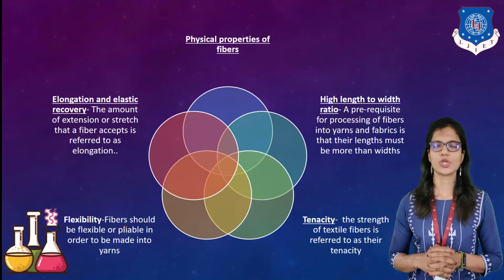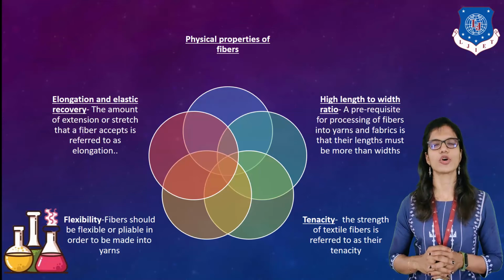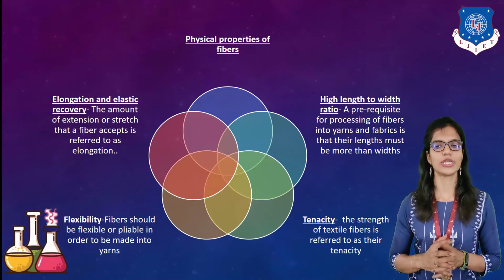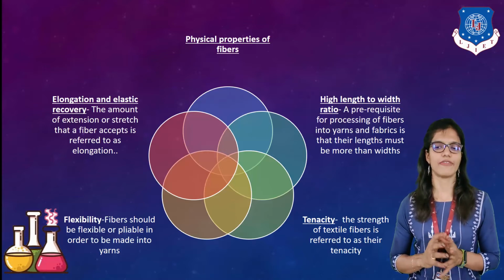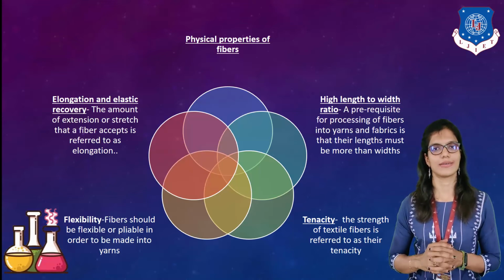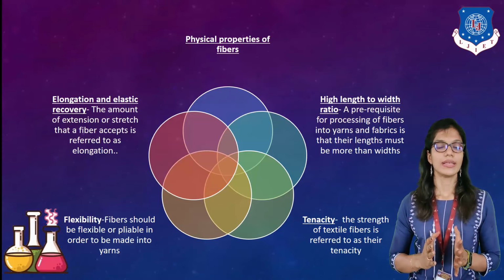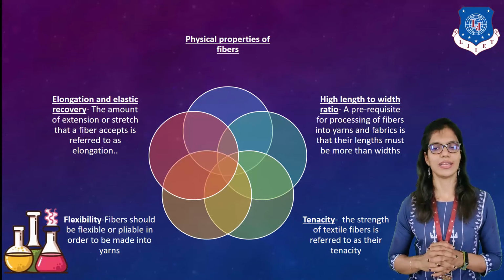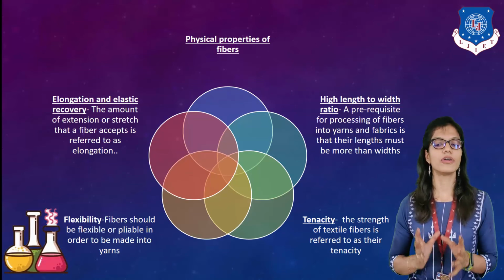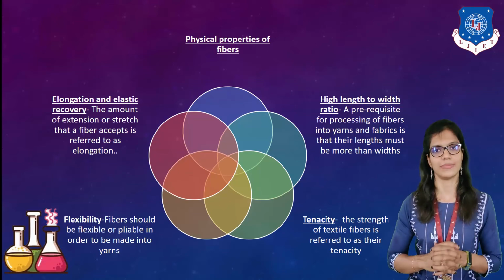Let's move on to the next one, which is physical properties of the fibers. First property is high length to width ratio. A prerequisite for processing of fibers into yarns and fabric is that their lengths must be more than widths. Next property is tenacity. Tenacity is the strength of the textile fibers.